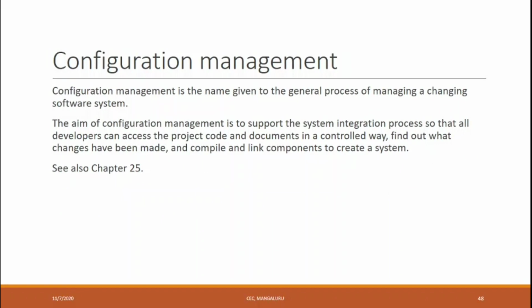Next, the second part is configuration management. Configuration management is the name given to the general process of managing a changing software system. Here you are changing the existing software as well as the customer requirement. That's the main concept of configuration management. The aim of configuration management is to support the system integration process so that all developers can access the project code and documents in a controlled way, find out what changes have been made, and compile and link components to create a system.